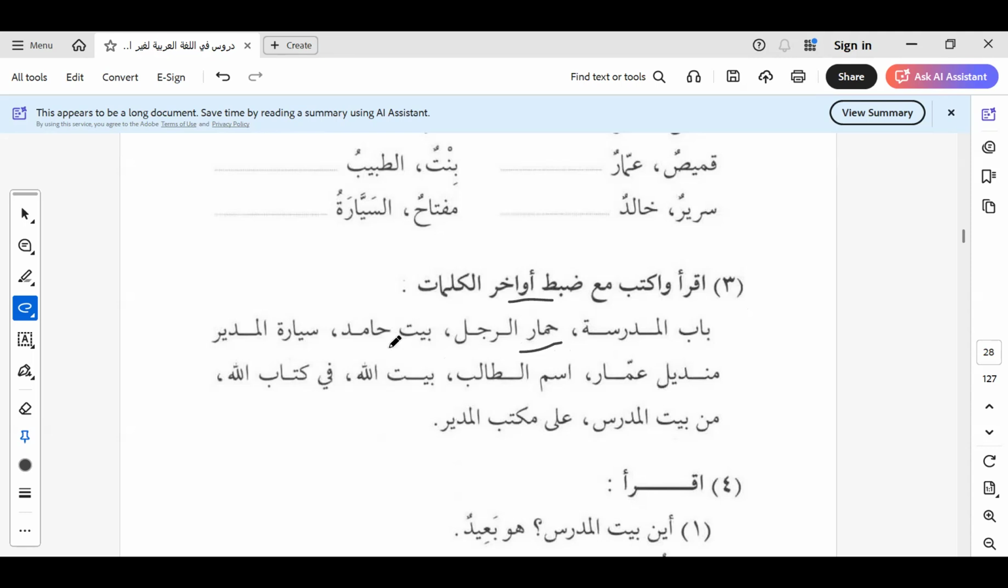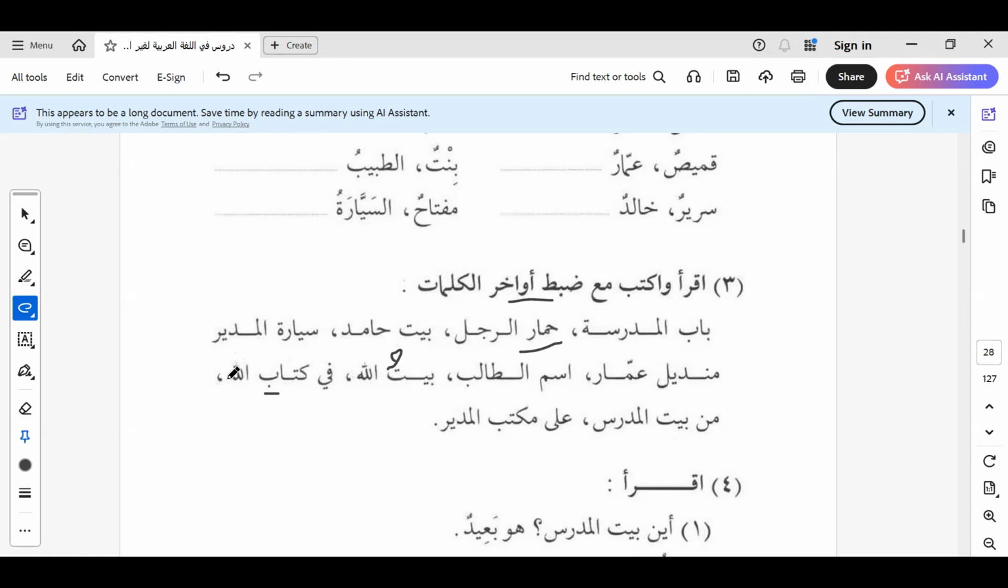Donkey. بيت حامد. سيارة المدير. منديل أمان. اسم الطالب. بيت الله. في كتاب الله. Let's take note of that. It's also applicable. بيت الله, because this is Dhamma, you say بيت الله. في كتاب الله, because this is Kasra.